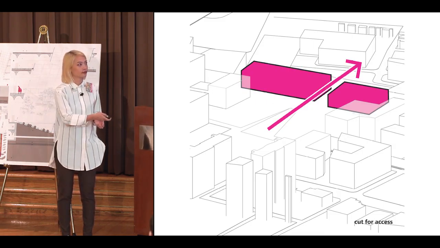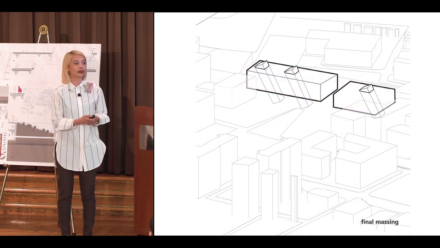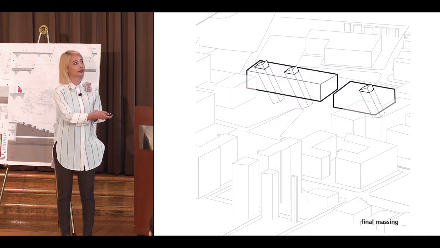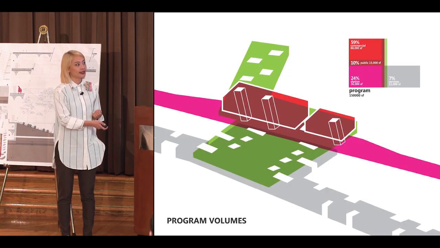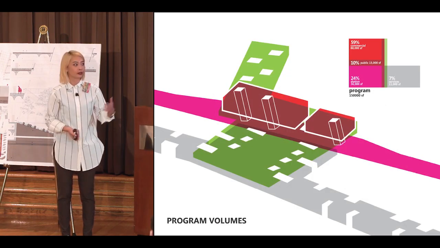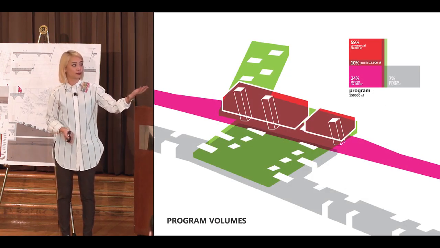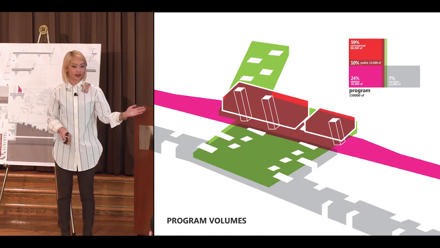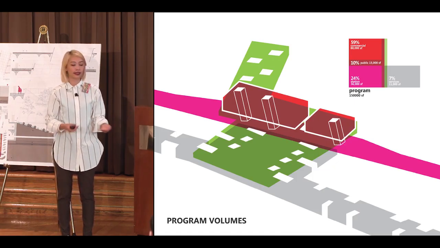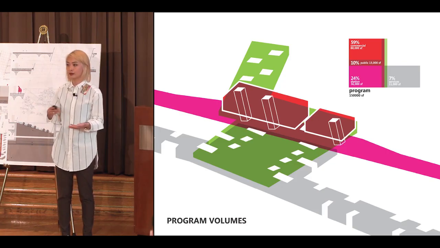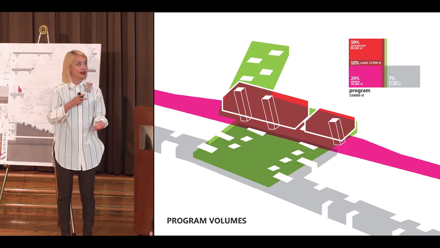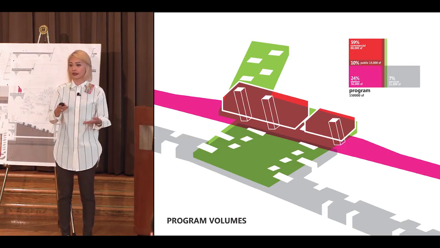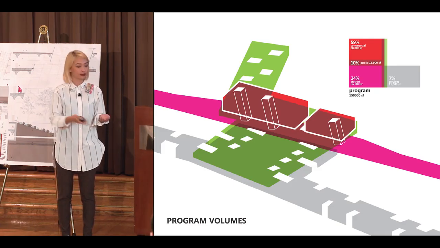And then this is what the final massing generally looks like. And this shows the distribution of the program. So like I said earlier, there's mainly parking on the lower levels, and then on top of that is that green space, that park-like space, and then the retail's directly above that.